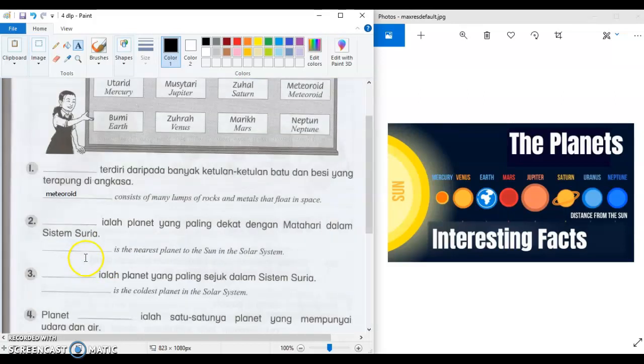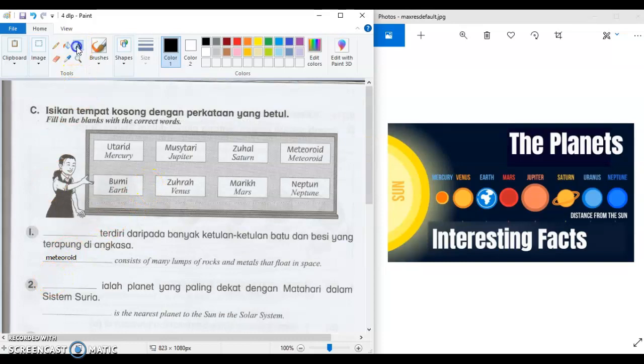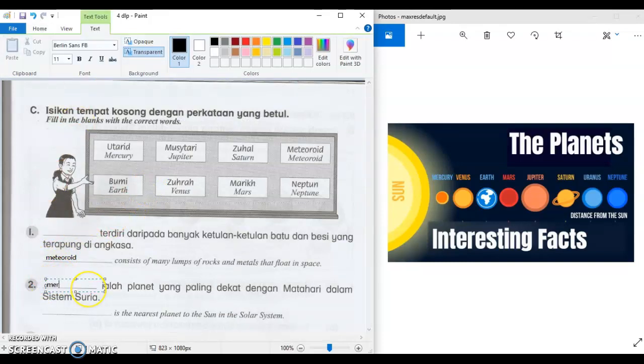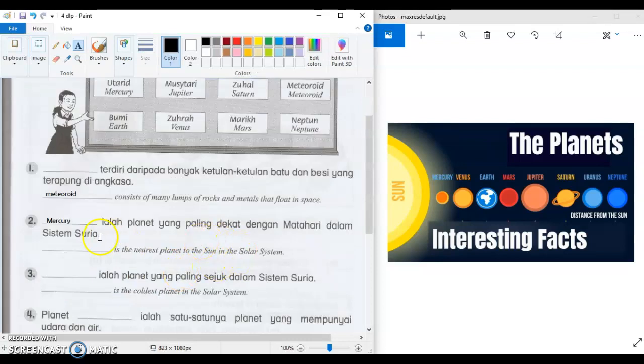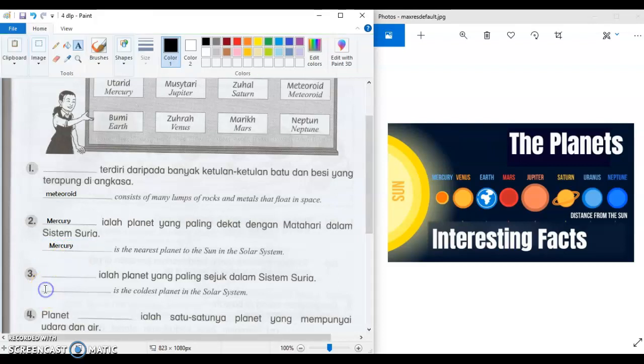Alright, so number 2. Alright, is the nearest planet to the sun in the solar system. So what is the nearest planet in the solar system? So look at here. Okay, so what is that? What is the answer? Mercury. Alright, so the answer is Mercury. So write down here. Make sure you write down in capital letter. Okay, Mercury. Oh, sorry. Teacher tersilap tulis. Okay, kat sini bawah. Alright, Mercury. Okay, next. Number 3.